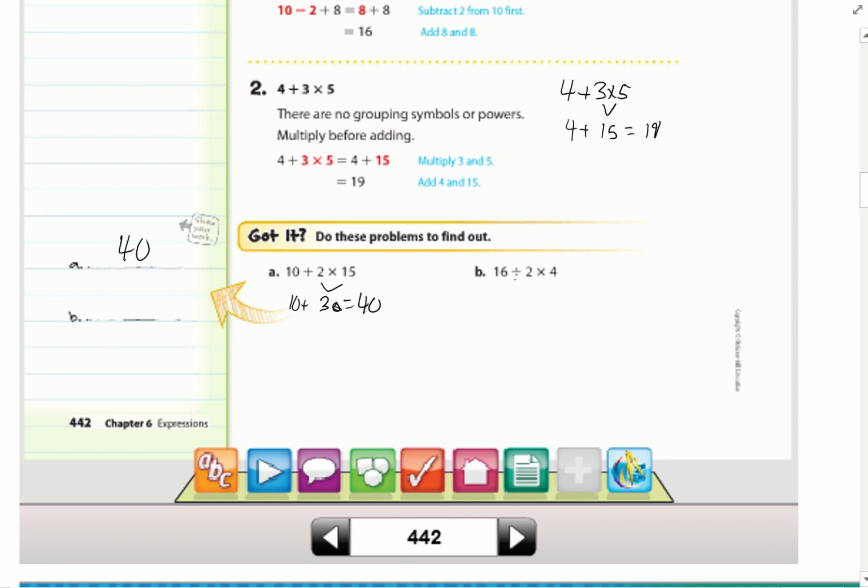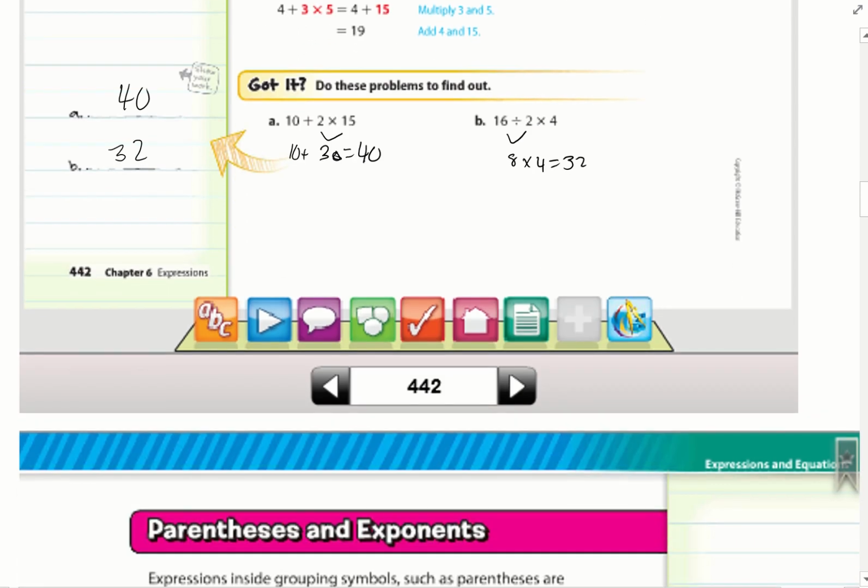For B, we have division and multiplication, but those are in the same value. So 16 divided by 2 is 8 times 4 equals 32. So remember, multiplication is ahead of addition, but multiplication and division are in the same order, so it's just from left to right.